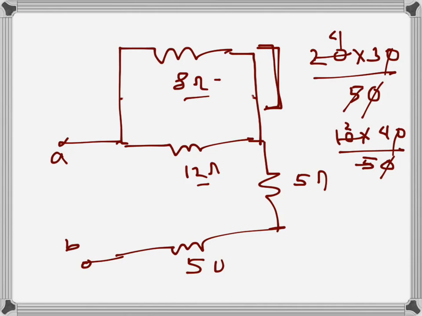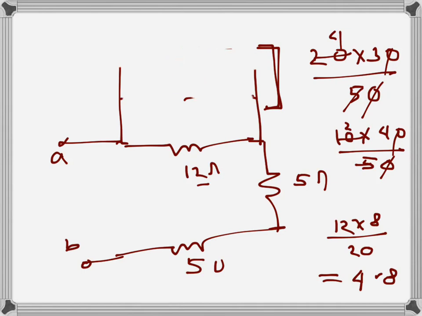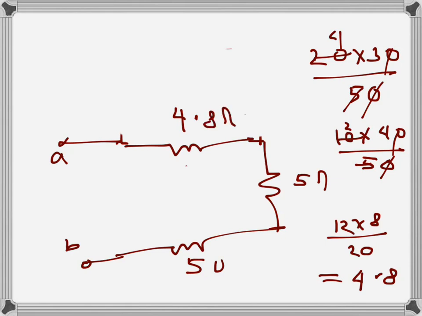So the equivalent is 12 times 8 divided by 12 plus 8, which is 20. So 96 over 20, which is 4.8 ohms. So again I will erase one of them, maybe I will erase this part. So this value will be 4.8 ohms. And now we have a very simple arrangement here. 4.8 plus 5 plus 50 ohms.